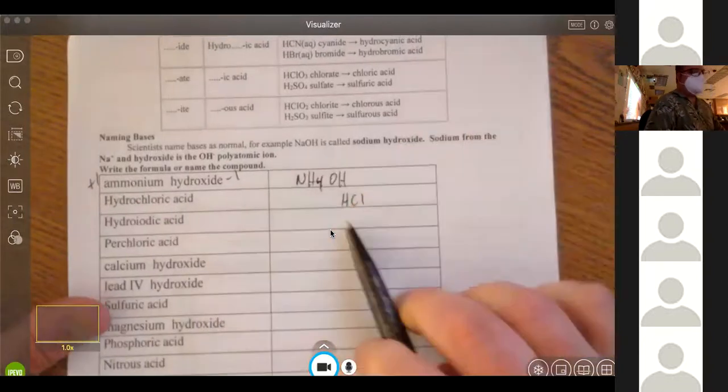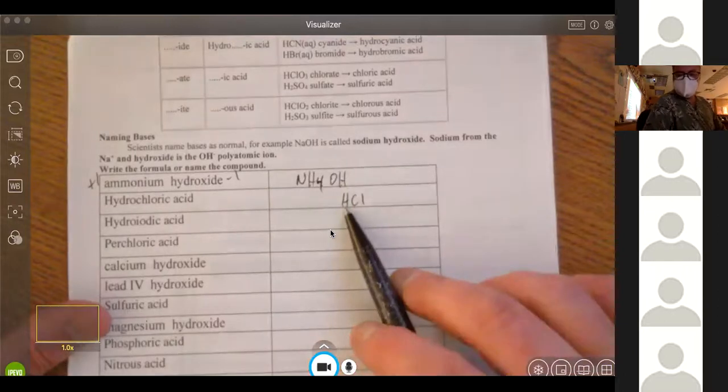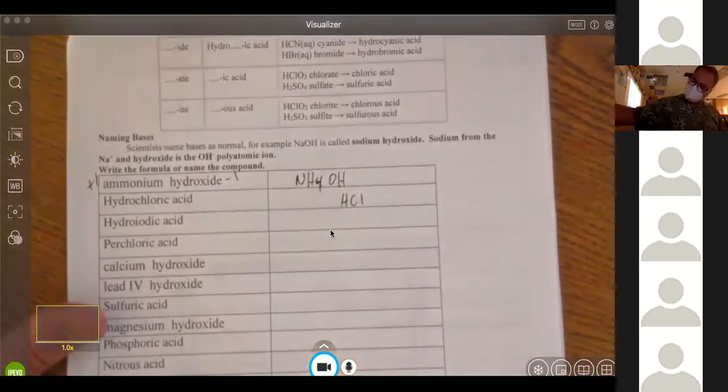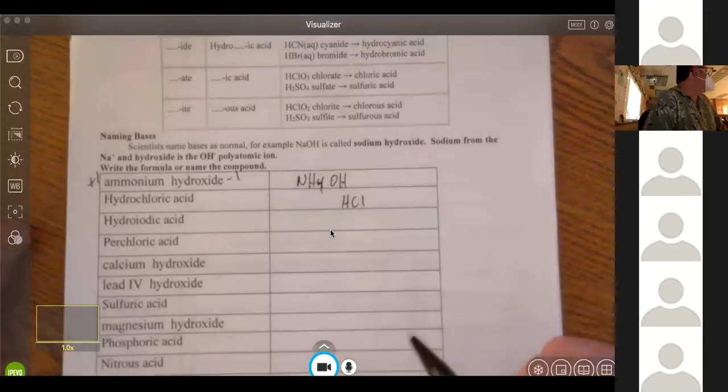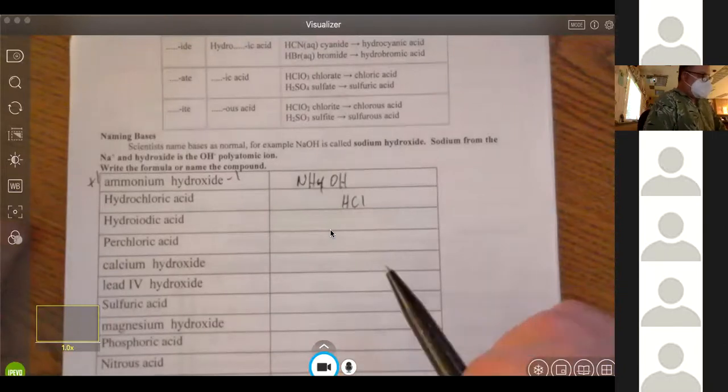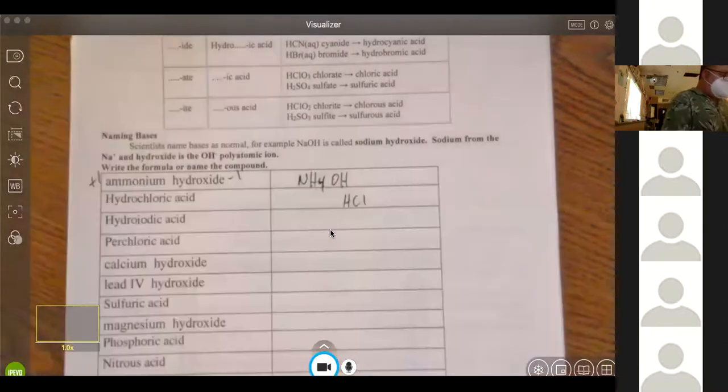HCl. Why is there only one H? Because chlorine has a -1 charge, right? Let's do perchloric acid. What is perchlorate?